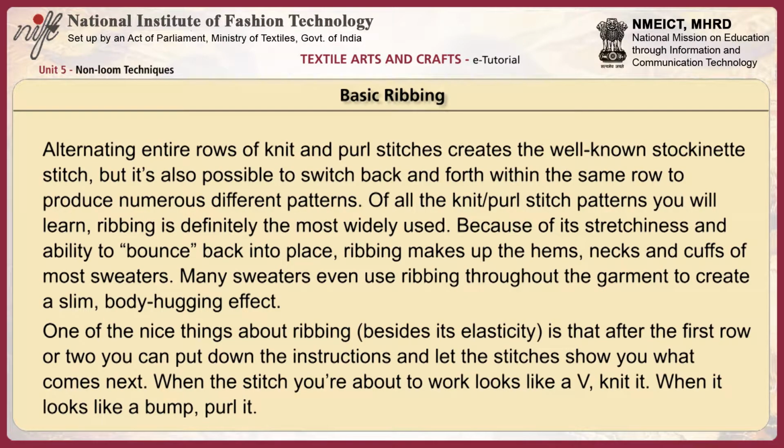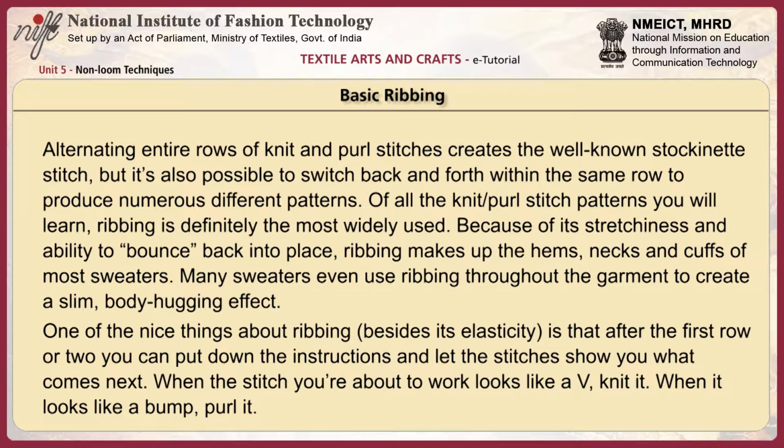Alternating entire rows of knit and purl stitches creates the well-known stockinette stitch, but it is also possible to switch back and forth within the same row to produce numerous different patterns. Of all the knit or purl stitch patterns you will learn, ribbing is definitely the most widely used. Because of its stretchiness and ability to bounce back into place, ribbing makes up the hems, necks and cuffs of most sweaters. Many sweaters even use ribbing throughout the garment to create a slim, body-hugging effect.